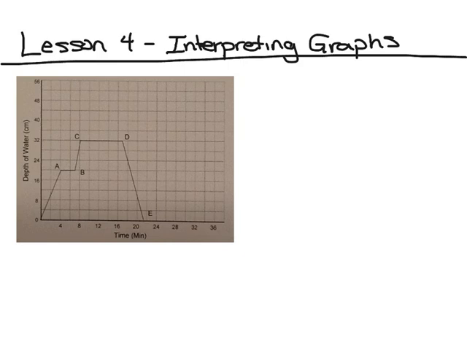Lesson 4, Interpreting Graphs. So the graph shows the depth of water in a bathtub as a function of time. So we want to find out what is happening in each segment, which is each little section. So from 0 to A, our line's increasing, so our depth is increasing. So we're filling up the tub.